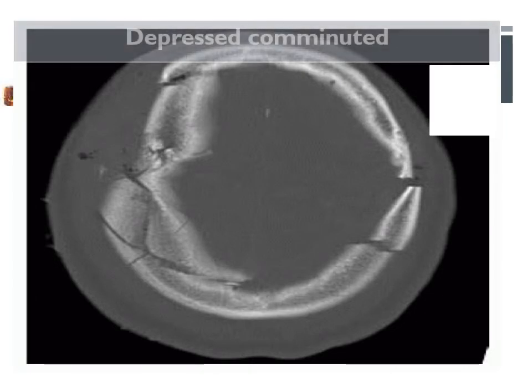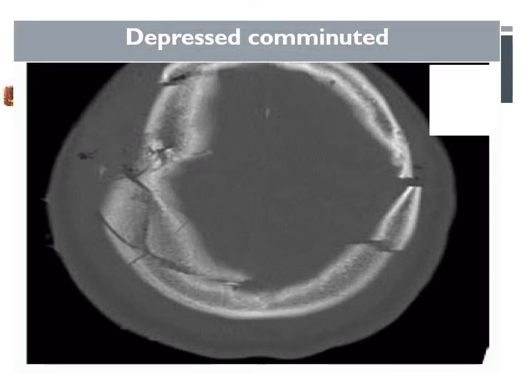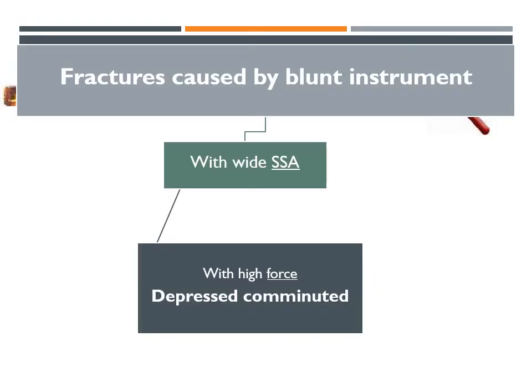This is CT scan showing the shape of depressed comminuted fracture, which is caused by what? Wide striking surface area. So again, fracture caused by blunt instrument and wide striking surface area and high force defined what? Depressed comminuted fracture.